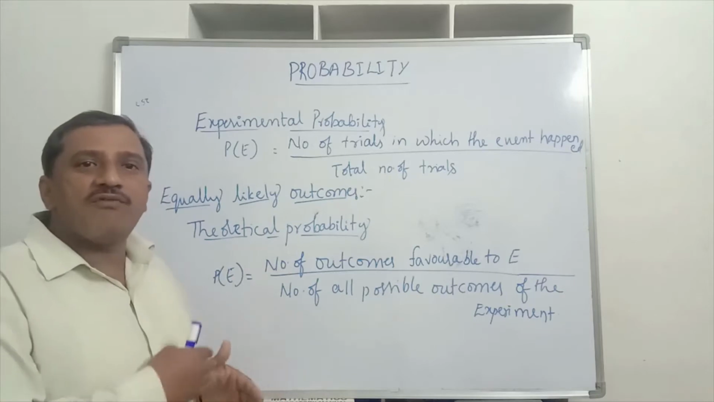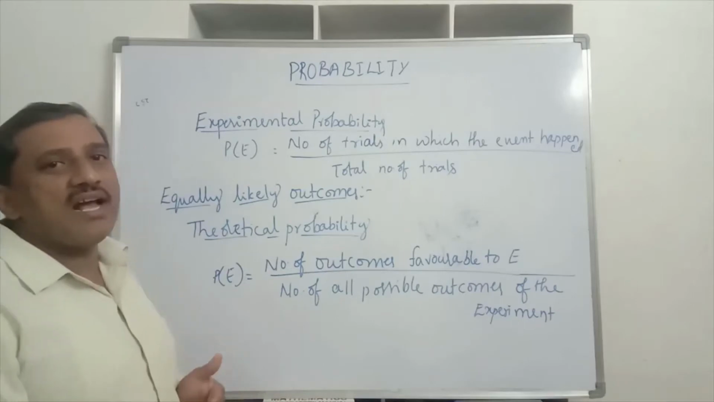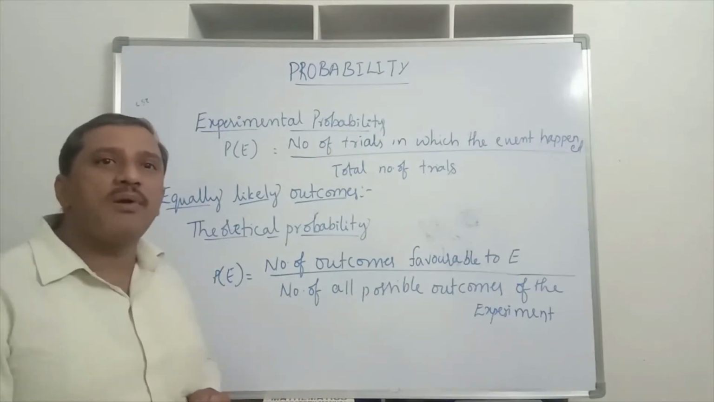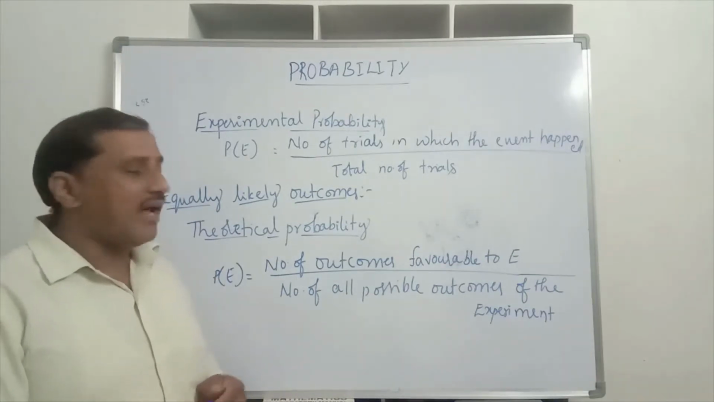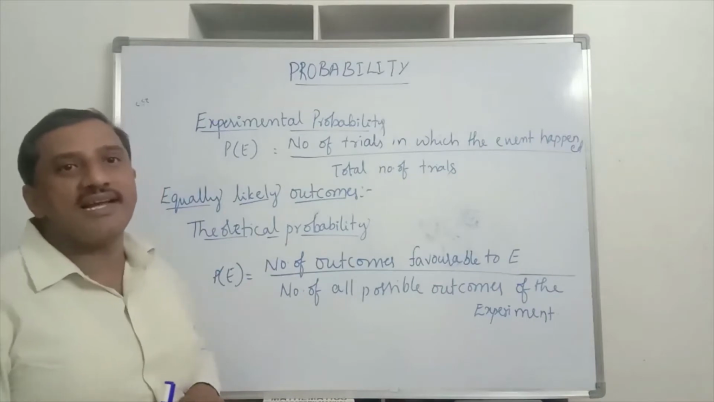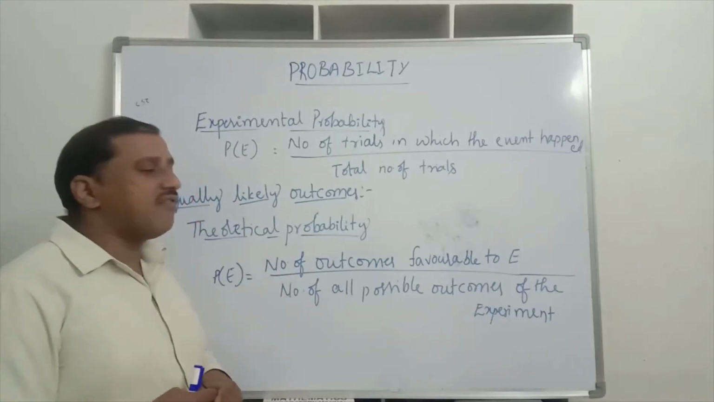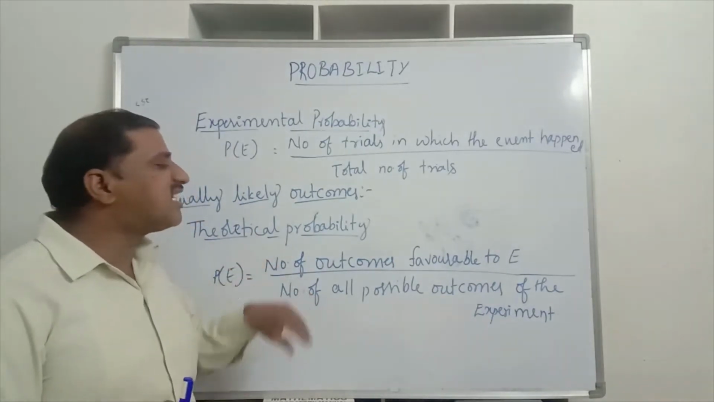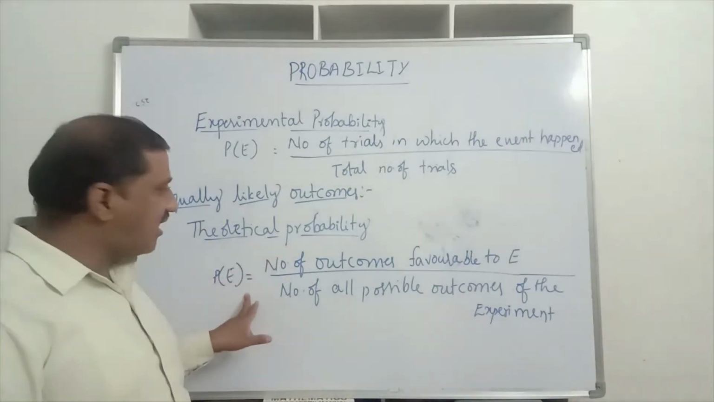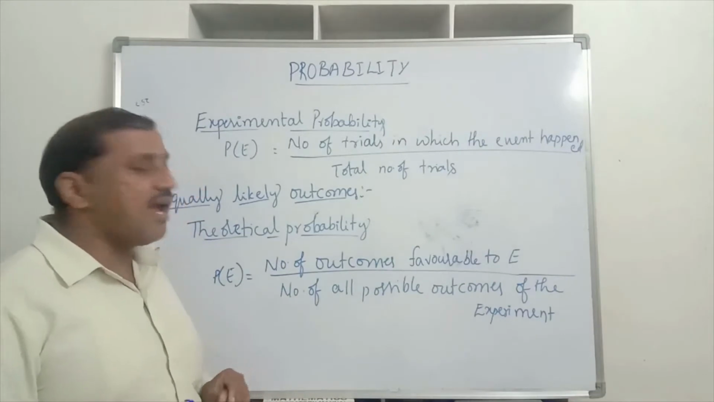So finally, with this we can conclude on the grounds of theory, that is theoretically, that the probability of getting a head is almost equal to the probability of getting a tail. That probability is known as theoretical probability. Theoretical probability is calculated as the number of outcomes favorable to E to the number of all possible outcomes of the experiment. So here the theoretical probability P of E is the number of outcomes favorable to E to the number of all possible outcomes of the experiment.